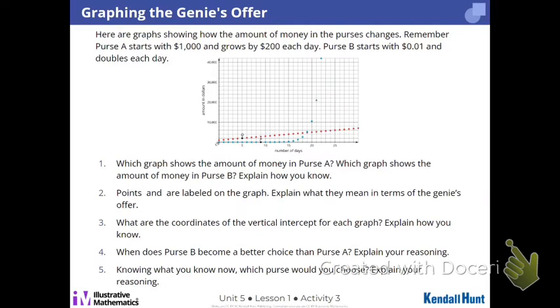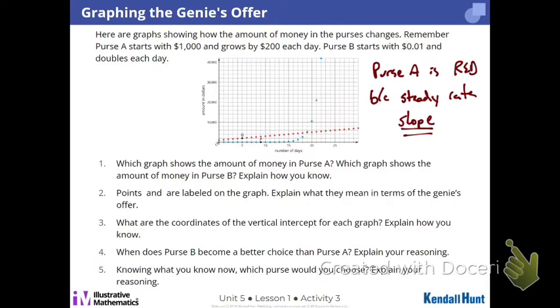Sean, what's purse A and how do you know? Purse A is red, yep. How do you know? Because it goes at like a steady rate, $200. A steady rate, I like that. What's another word for a steady rate in math? Linear. It's a constant rate of change, also known as slope. Sean referenced that it was 200 each week, right? Which would be a constant rate of change or a slope.